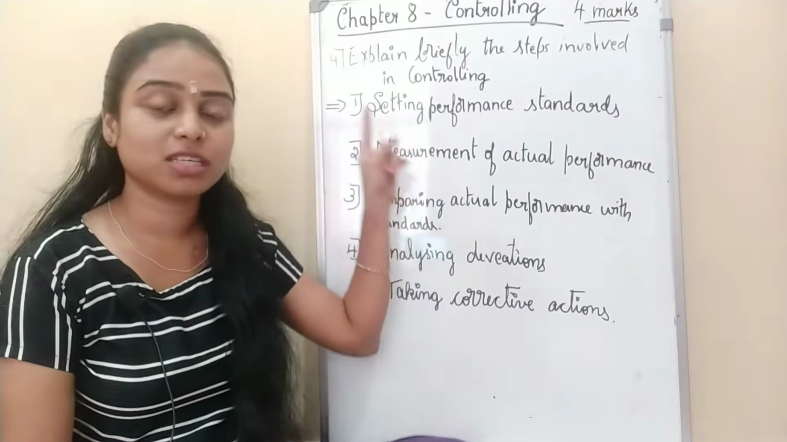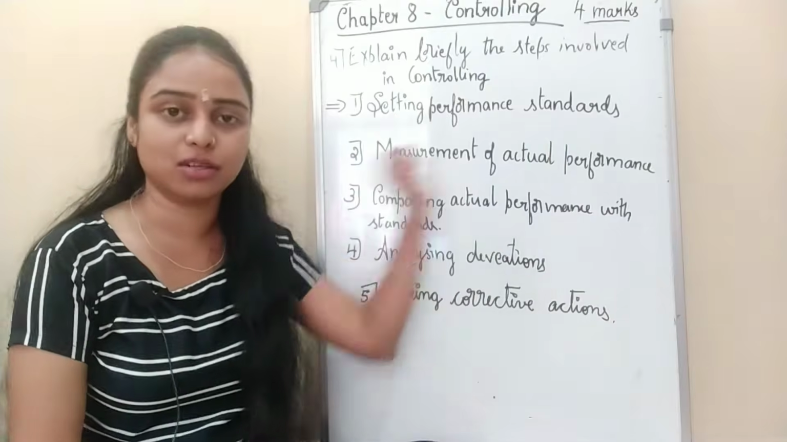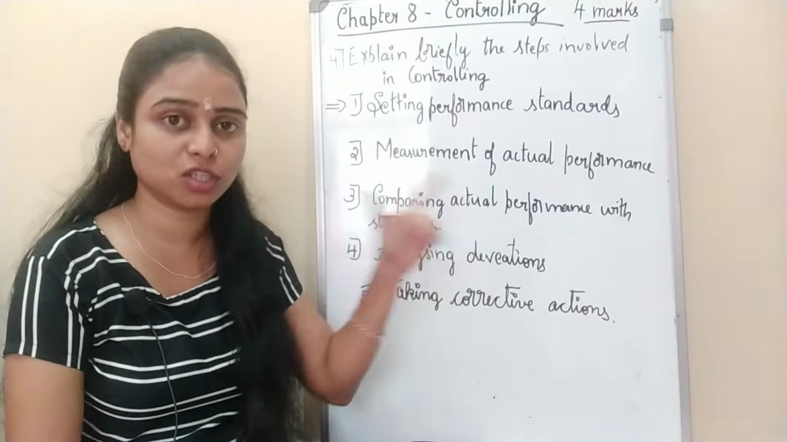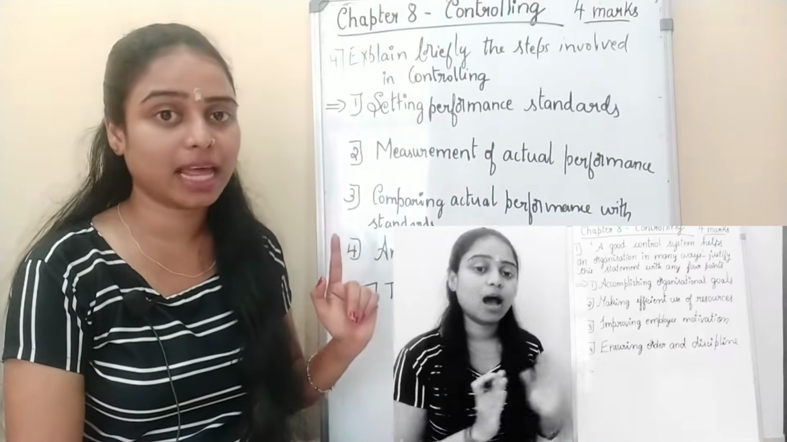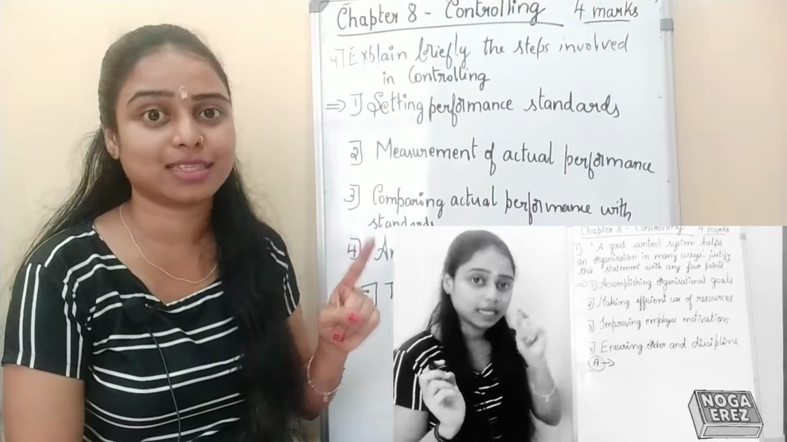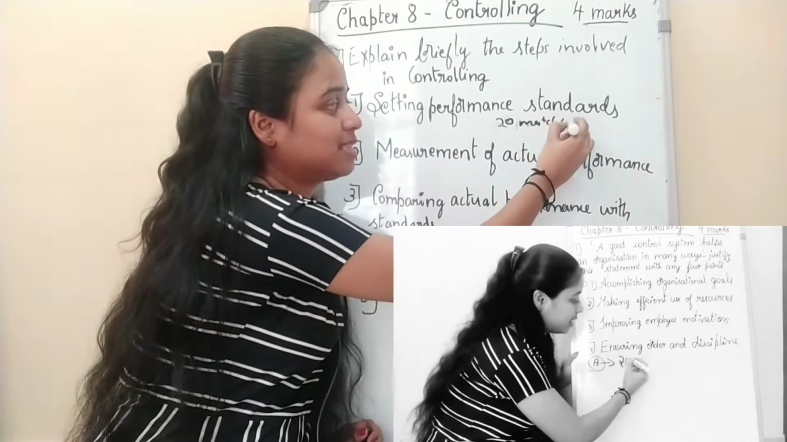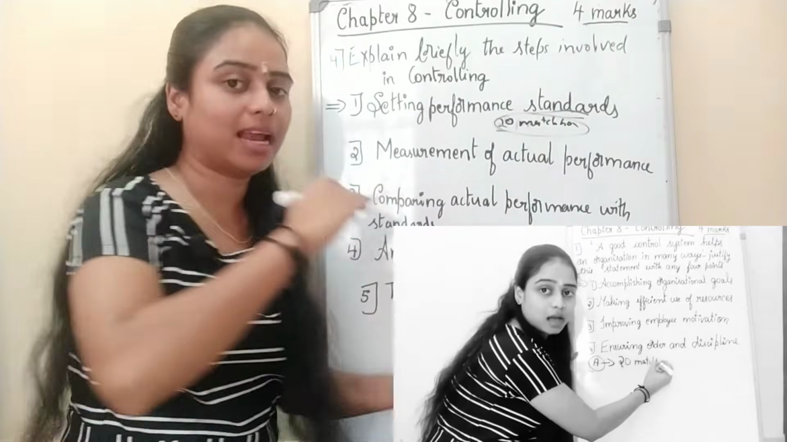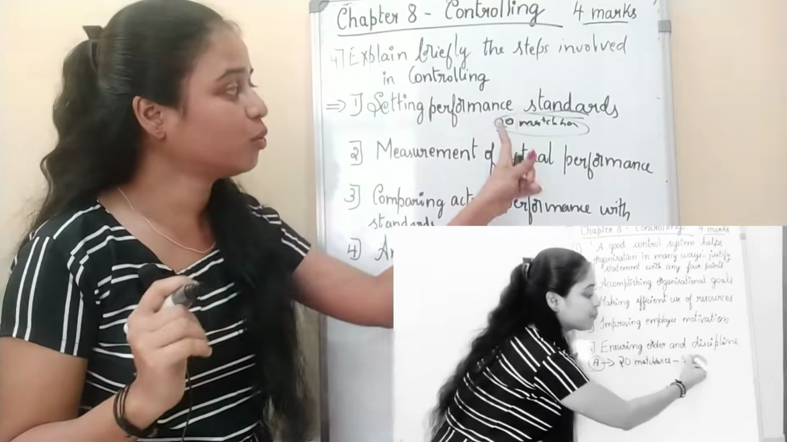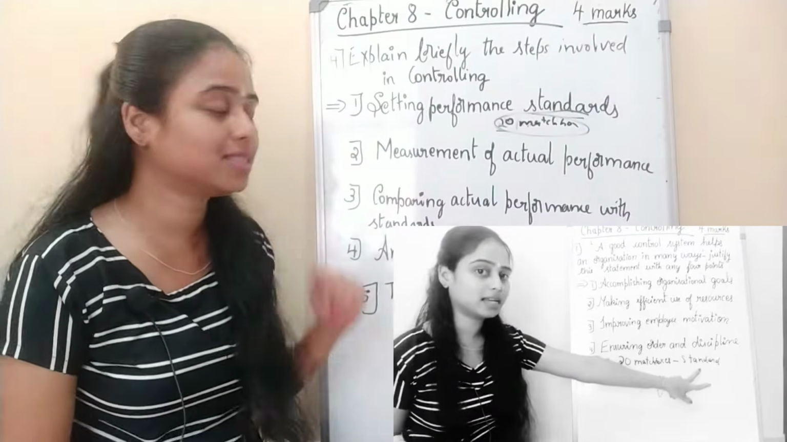What is the first process? The first process is setting performance standards, that is, setting a standard or a benchmark. If you remember the example that I have given, what was the standard set for the worker? Correct, 20 match boxes. So a manager sets a standard or benchmark: a worker should produce 20 match boxes in a day. That is the first process, setting the performance standards.